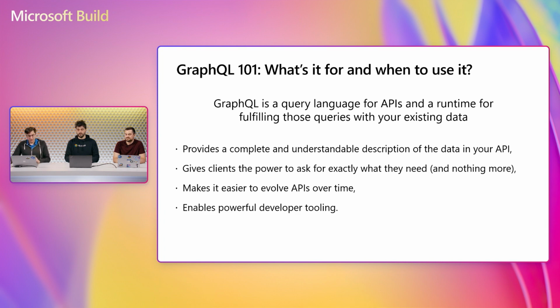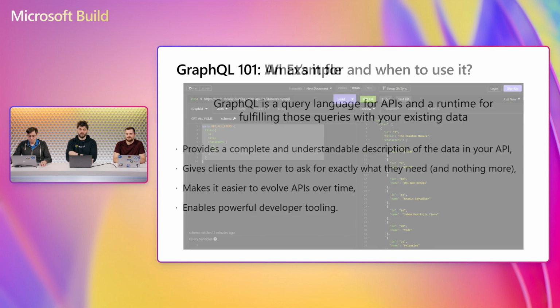Aside from that, the GraphQL schema is designed to be evolvable over time, and there's really good, powerful developer tooling. GraphQL exposes the schema as part of an introspection service, and that can be used by the tooling to get really good client level capabilities.